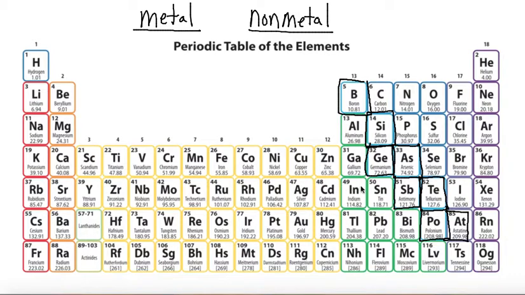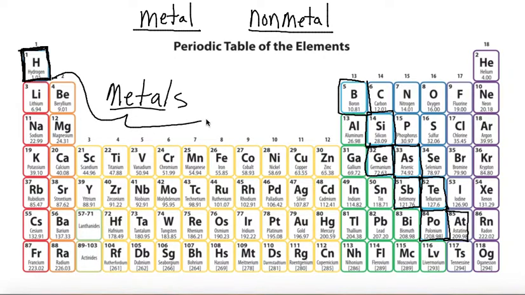The real main point here is that anything to the left of this is a metal, except, of course, this guy right here. He is our one exception. Hydrogen is a non-metal, actually. So even though hydrogen is on the left-hand side of this staircase, it's still a non-metal. But everything else on this left-hand side here are metals. Everything from here all the way here is metals.